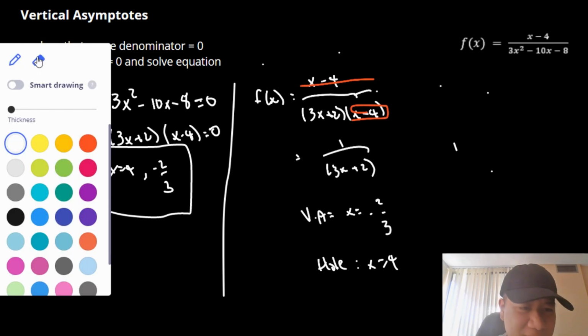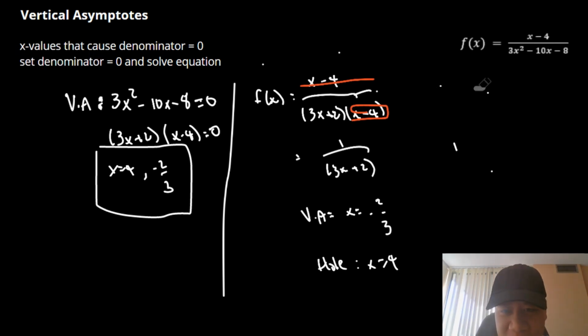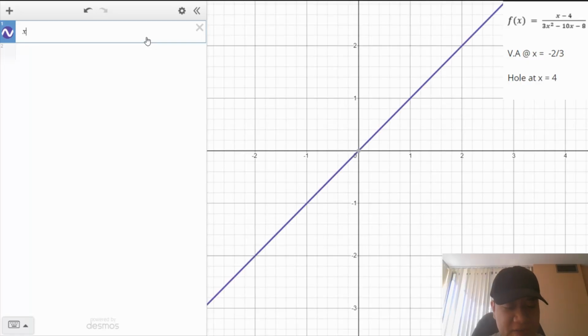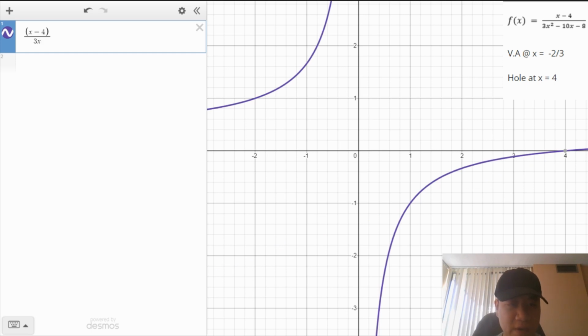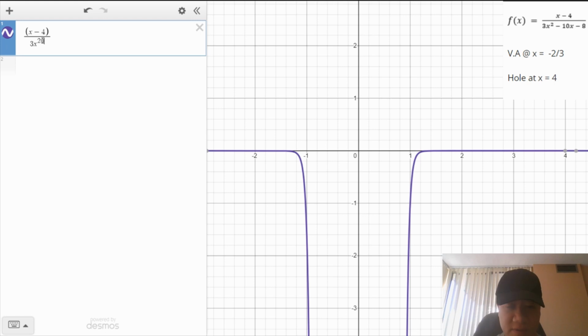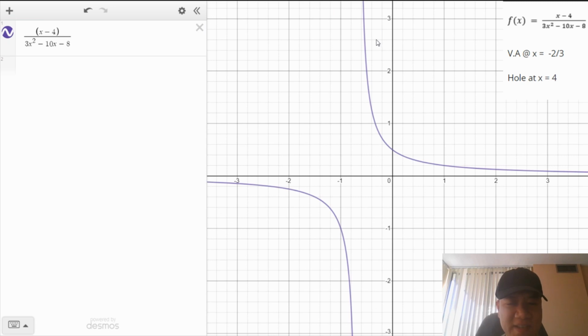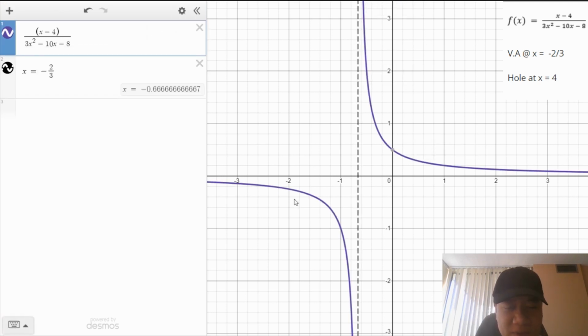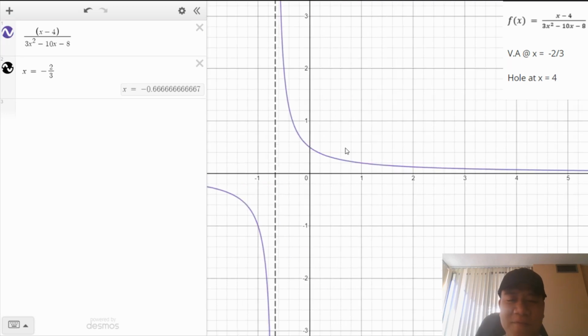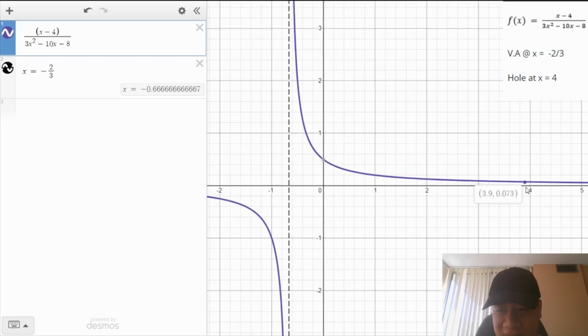Okay, so there you have it. Let's go to Desmos to confirm this. Let's graph this. We have x minus 4 all divided by 3x squared minus 10x minus 8. As you can see here, we only have one vertical asymptote. We have it at negative 2 over 3, indicated by this black line. You can see our function gets close to it, doesn't cross it. So what happens at 4? We see we have the hole over here. Nice. There we go. Confirmed.